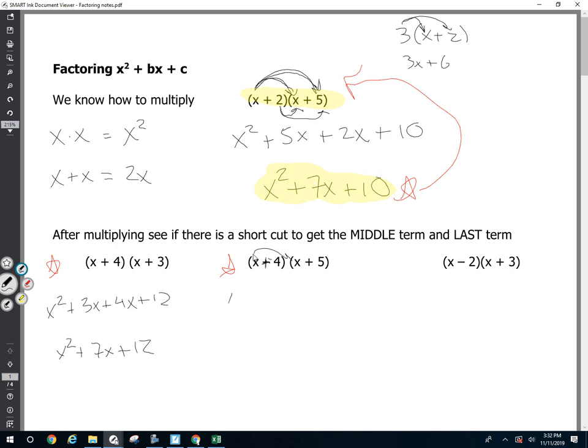So I got x times x, x squared, x times 5, 5x. Negative 4 times x, negative 4x. Negative 4 times 5, negative 20. And then 5x plus negative 4x is 1x. All right, now I'm going to pause.